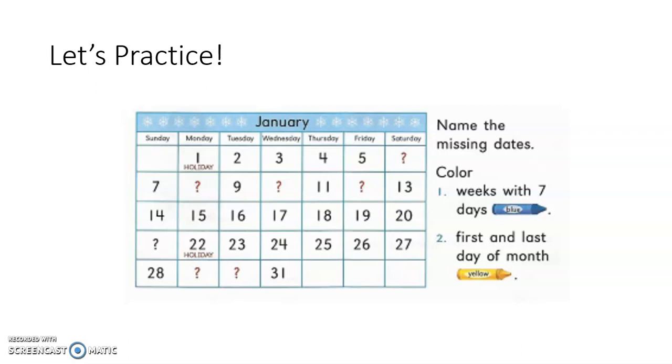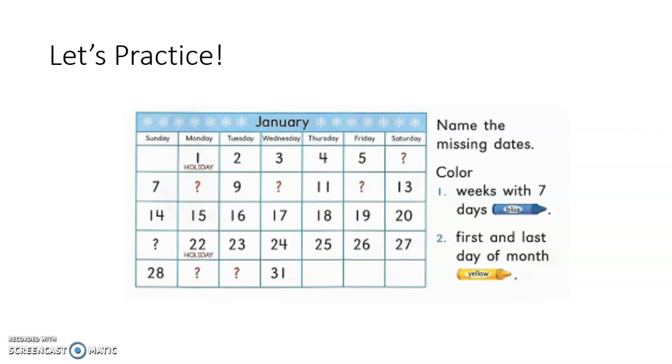All right. So let's see, you're going to need your blue crayon and your yellow crayon. But the first thing I want you to do, and this is in your book, so you need to use your book, I want you to fill in all of the missing numbers, missing dates. See, the missing dates are where those question marks are. I want you to fill them in. So let's start. Monday is the 1st. They have that for us.